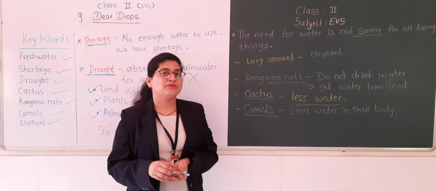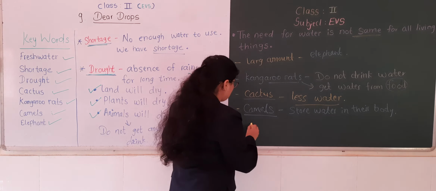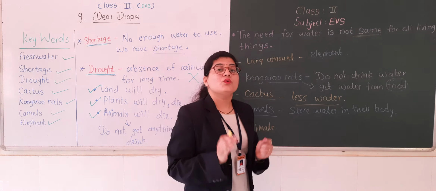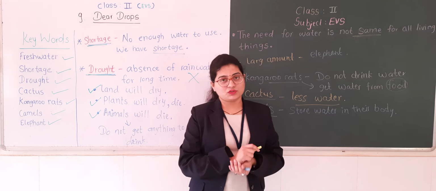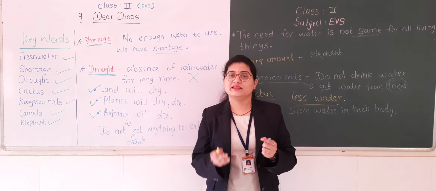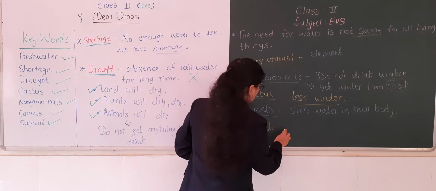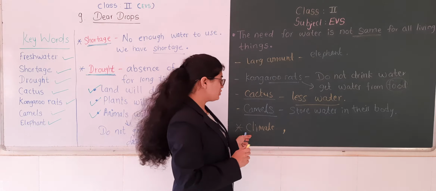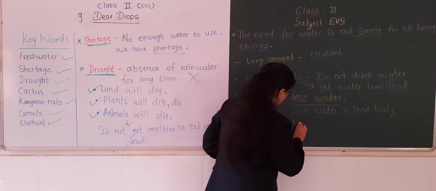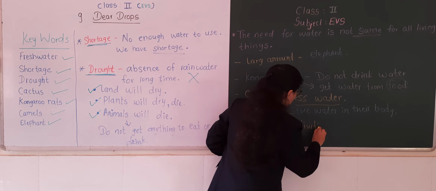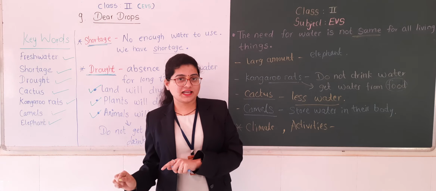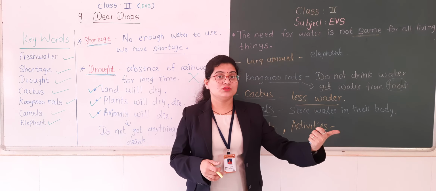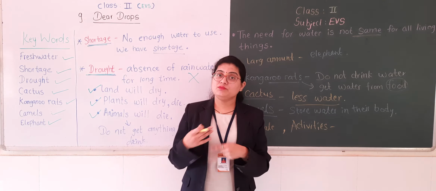We can say that the use or need of water depends on what? Yes, size. Then it also depends on the climate. If there is winter season, we need less water, and if there is summer season, we need a large amount of water. It also depends on the activity we are doing. Suppose you are sitting at a place studying, you will need less water. But if you are playing on the playground, exercising, running, you need a large amount of water.